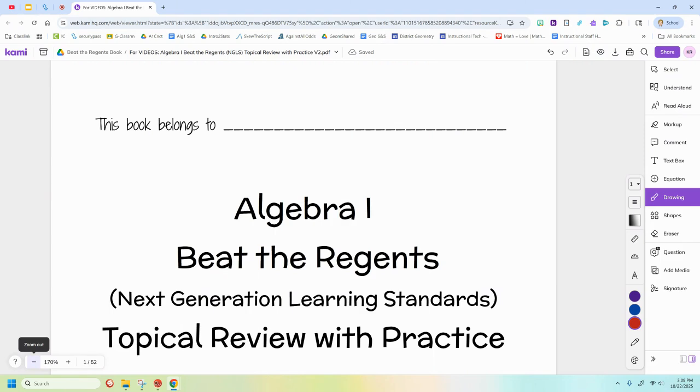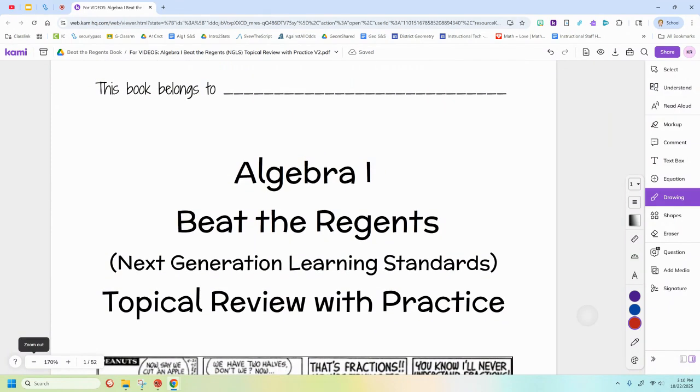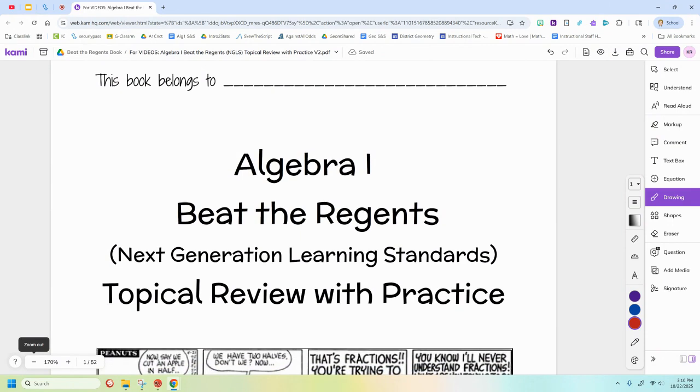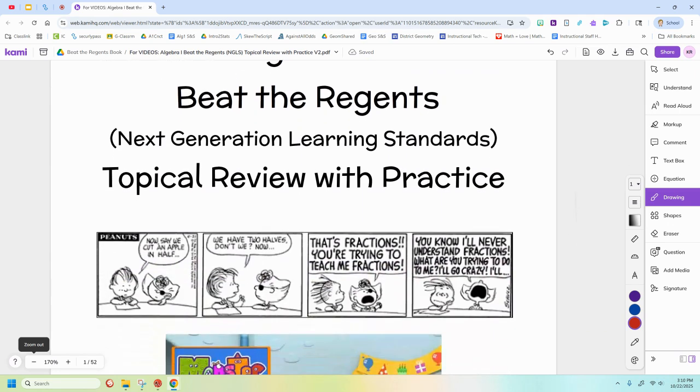Right, here's another installment of the Algebra 1 Beat the Regents Next Generation Learning Standards review book. Today we're going to look at linear regressions, and we're going to start with a sample problem before we do a couple notes. You will need access to a Desmos calculator, so if you have, open up an extra tab on your Chromebook, make sure you access the testing version of that calculator.